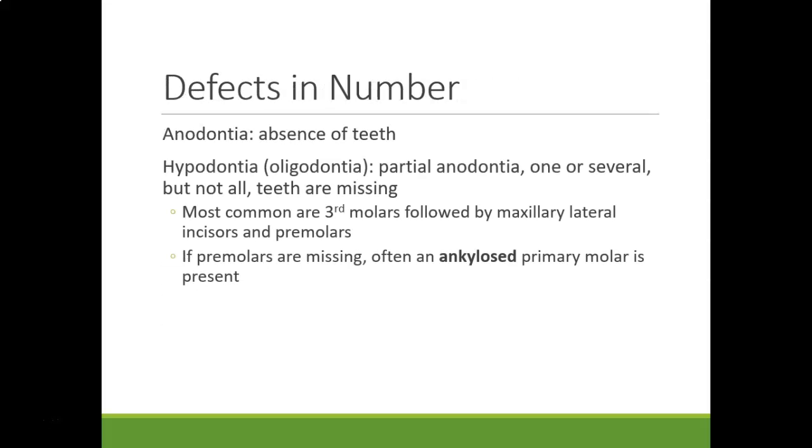Okay, so some key terms and then some pictures. So we have anodontia, which is the absence of teeth, hypodontia or oligodontia, which is partial anodontia, so partially missing a few teeth, one or several, but not all teeth are missing. Most common is third molars. So some people might have one third molar, or maybe they have no third molars. It just kind of depends.